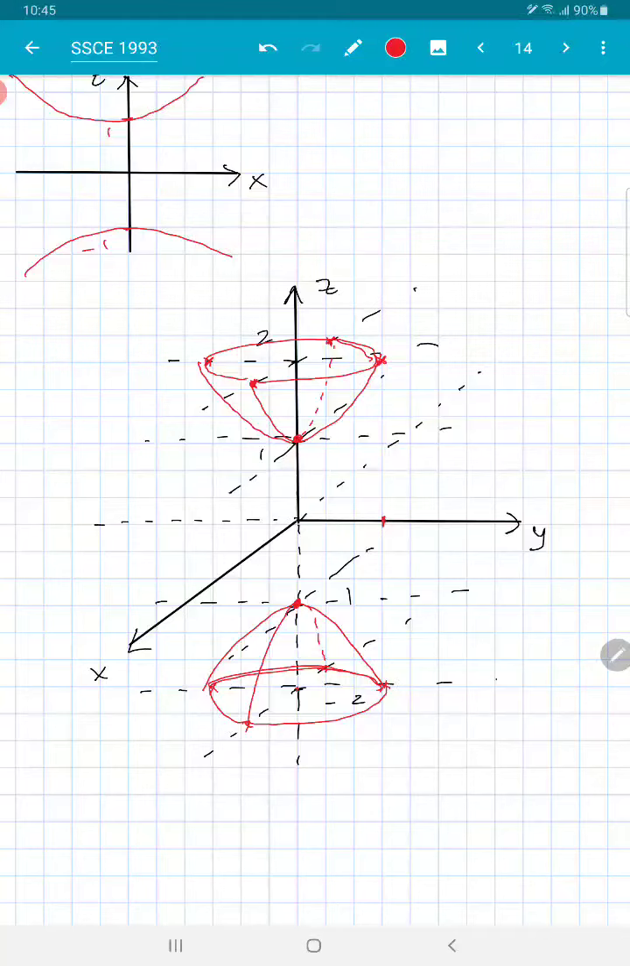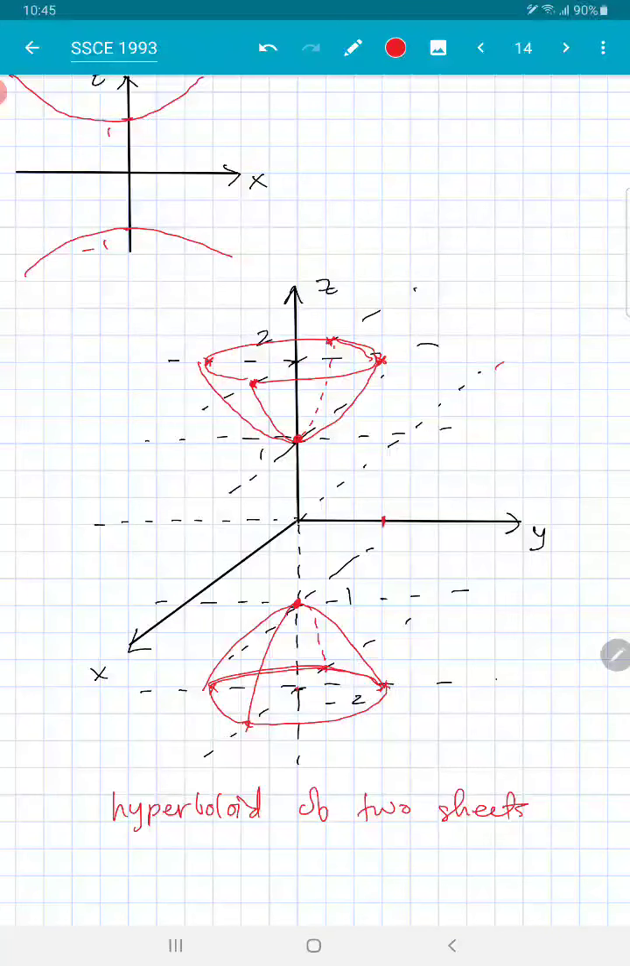Okay, so you can see that we have 2 pieces. One is at the top here, and one is below the xy plane, and we have nothing in between z equals negative 1 and 1. No curve there, no surface there. Hence the name hyperboloid of 2 sheets. Okay, so it has 2 parts.